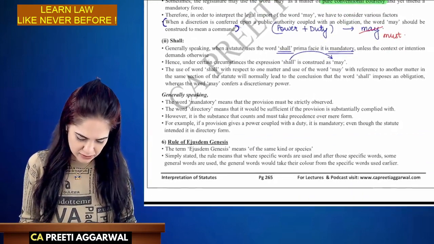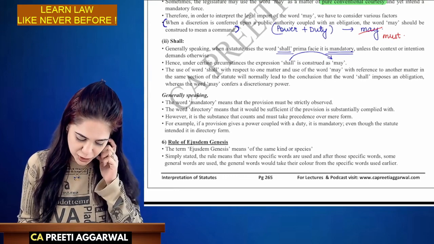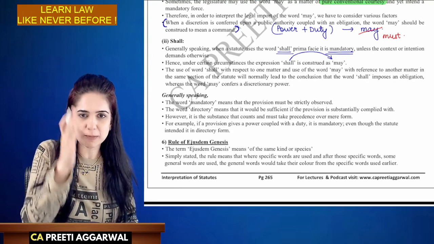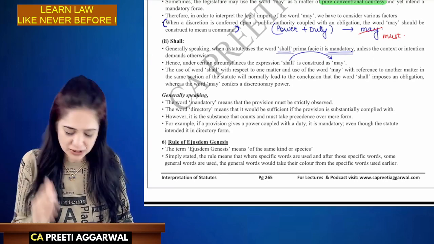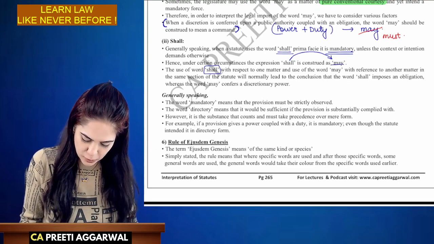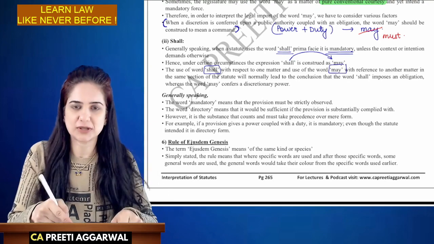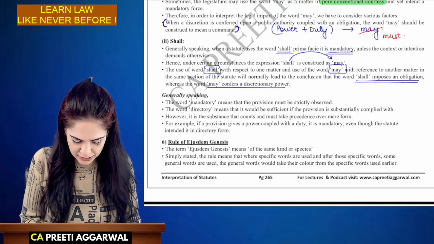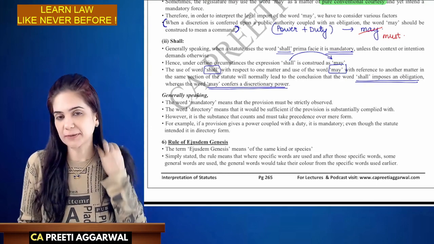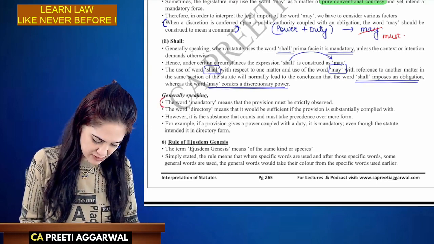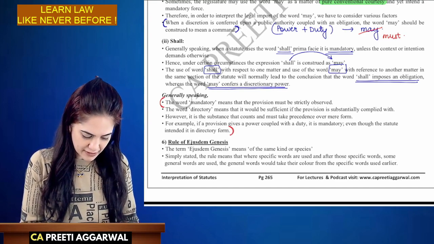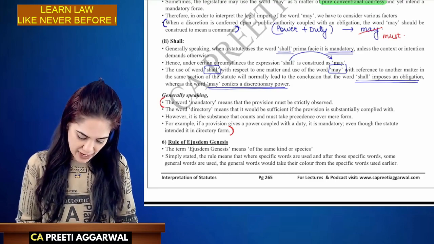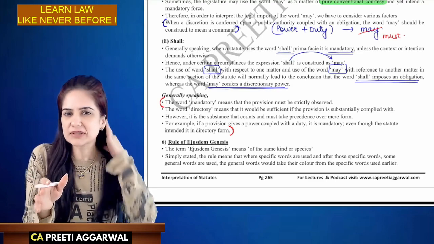Shall and may, they may be used in the same section. It normally leads to the conclusion that shall will impose an obligation, may is discretionary. So when shall and may both are used in the same section, the word shall imposes obligation and the word may gives discretionary power. This is a repetition of what we studied earlier. The word mandatory implies that it has to be strictly observed, whereas the word directory, it is like sufficiently 80-90% is also fine.